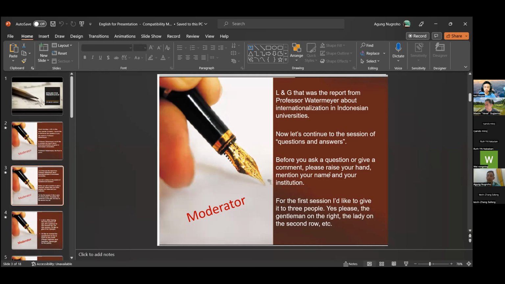Yes, sir. And the speaker would be Kevin. Okay, ladies and gentlemen, that was the report from Kevin about the International and Indonesian University. Now, let's continue to the session of the question and answer. Before you ask a question or give a comment, please raise your hand and mention your name and your institution. And of course, for the first session, I'd like to give it to 3 people. And yes, please, gentlemen on the right.